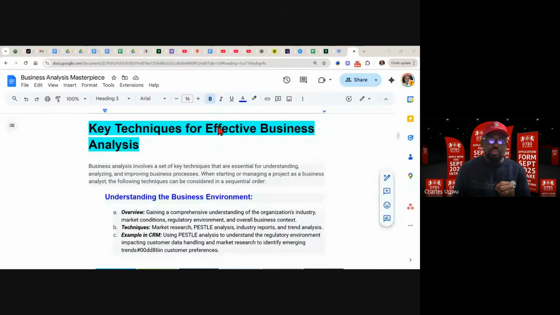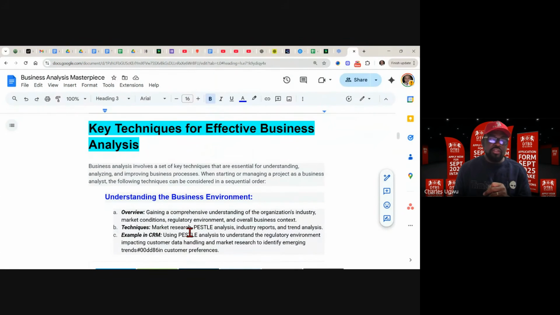Thank you for responding. Just like I said earlier, it's about understanding the business environment. Understanding it helps you gain a comprehensive understanding of the organization's industry, their market condition and other regulatory environment involved within that industry. So you see, we have various techniques that are going to help us to achieve this.